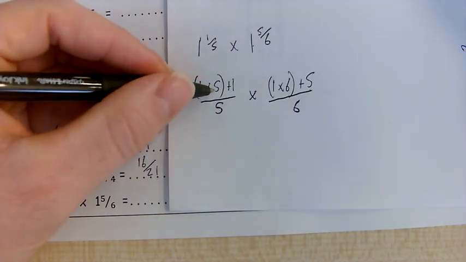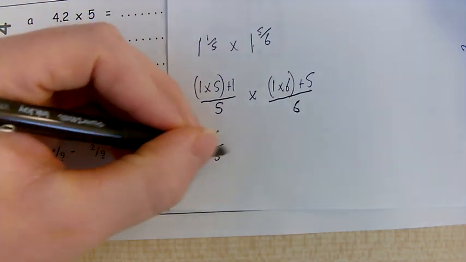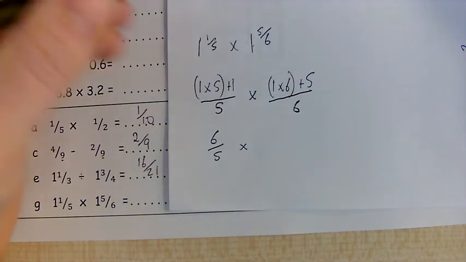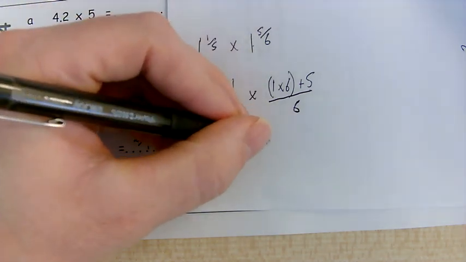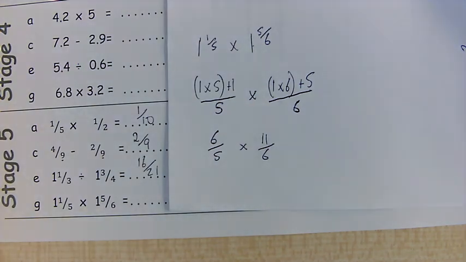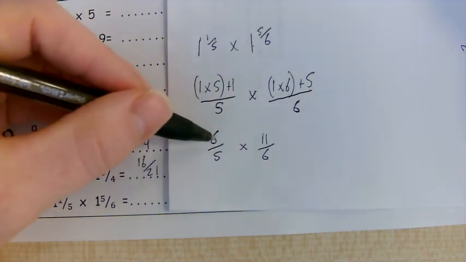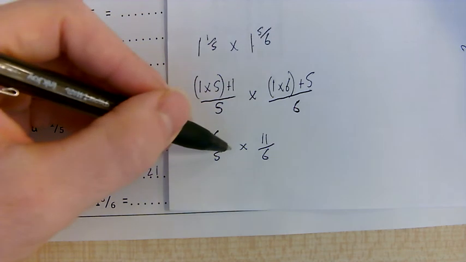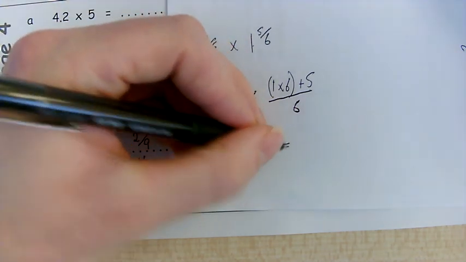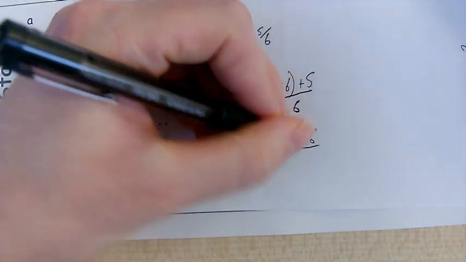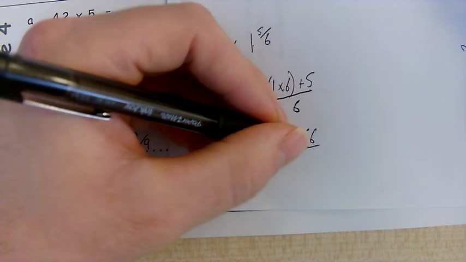In our first fraction we have got 6/5 multiplied by 11 sixths. Again, easiest thing with fractions, I think, multiplying them, because we just need to multiply straight across. So this becomes 66 over 5 times 6 is 30.